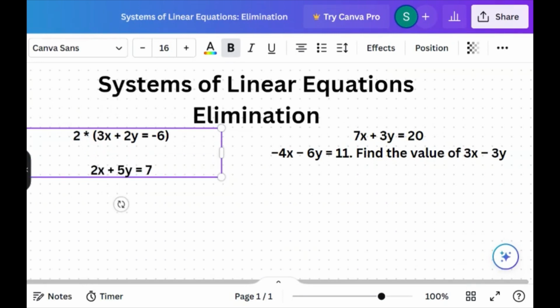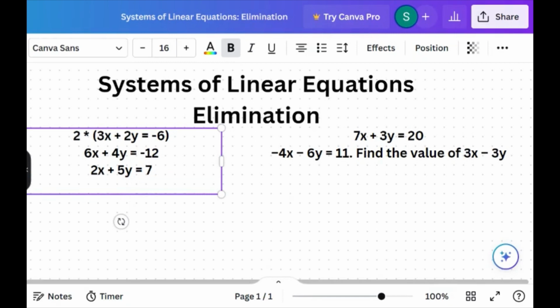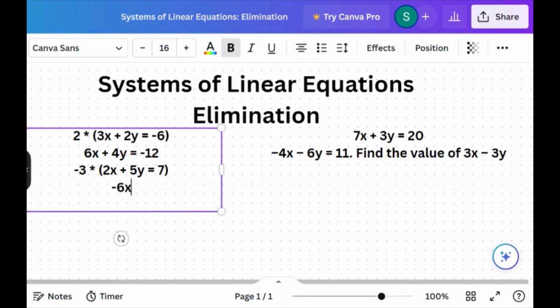This one would be 2 times 3x is 6x. Don't forget the x and y when you're multiplying and distributing to the whole equation. And this next one is just 4y, 2 times 2y. And then negative 6 times 2 is negative 12. Do not forget that constant again. Then this next equation, 2x plus 5y, you just multiply the whole thing by negative 3, just like I said, because you want the negative 6x at the bottom. So you have negative 6x, and then negative 3 times positive y is negative 15y, and then lastly it's negative 21 because negative 3 times 7.